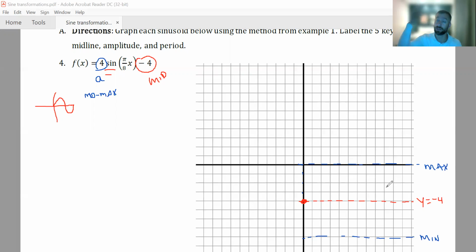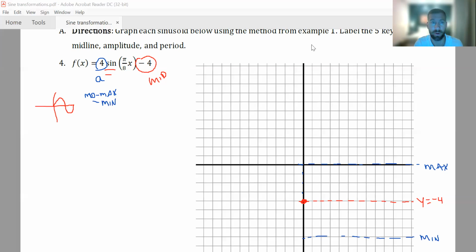right? Our amplitude works in both directions. From our midline, we go up 4 or we go down 4. So that's not only our mid to our max, it's also our middle to our min. And that's kind of how I can use that to see the vertical stretch in our graph. All right, so now from there, I know that I'm starting at the midline. I know I'm going up, then back to the middle, and then down, and then back to the middle again.